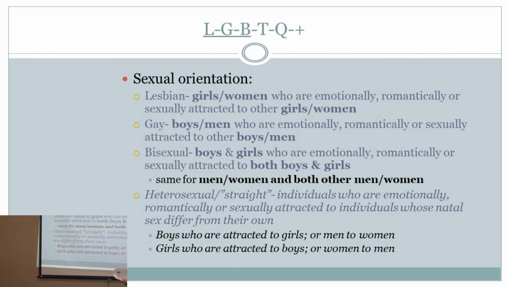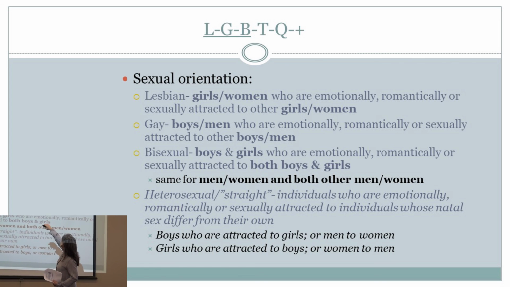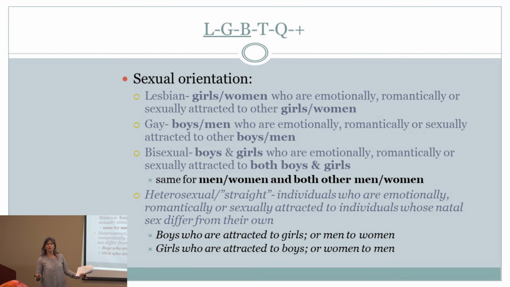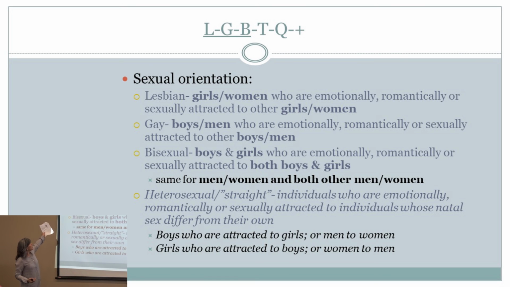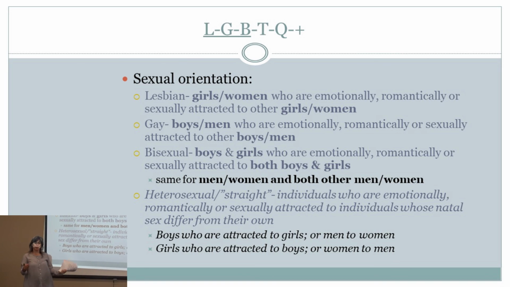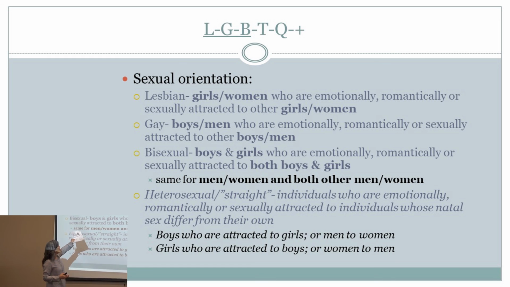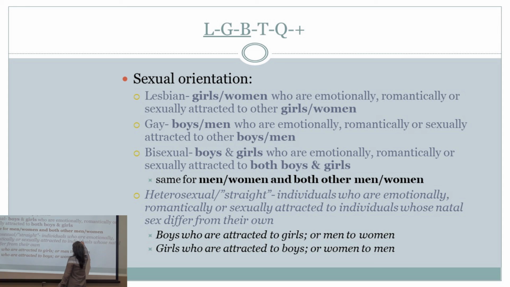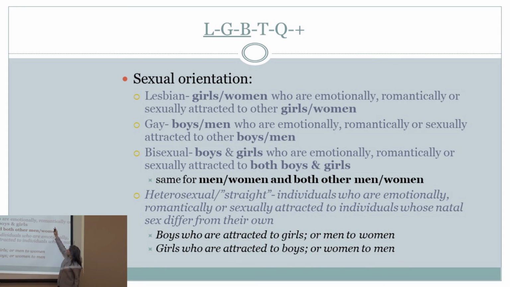Okay. So, LGBTQ. I'm going to focus on the first three. Sexual orientation. Again, most of us, I think, are fairly familiar with sexual orientation. A lesbian is a girl or woman who is emotionally, romantically, sexually attracted to other girls or women. And I include girls in there because girls have crushes. Gay, boys or men who are emotionally, romantically, or sexually attracted to other boys or men. Bisexual, boys and girls who are emotionally, etc., attracted to both.